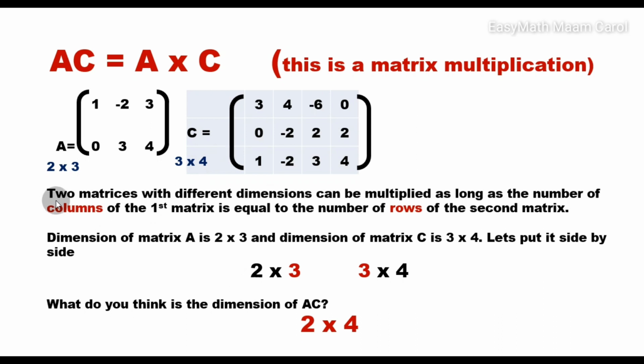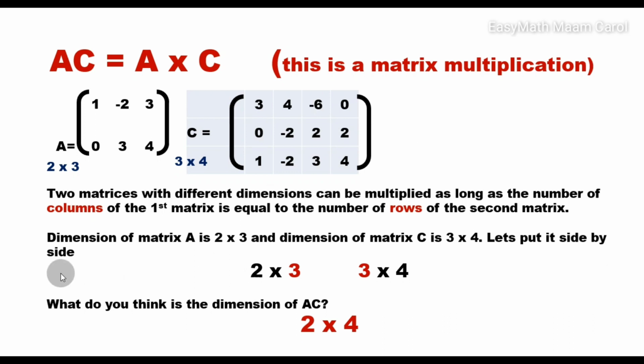Sabi dito, two matrices with different dimensions can be multiplied as long as the number of columns of the first matrix is equal to the number of rows of the second matrix. So, may titingnan pala tayo, yung column ng first matrix at saka yung row ng second matrix. Pag magkapareho, pwede kang mag-multiply. So, here, sa second paragraph, dimension of matrix A is 2 by 3, and the dimension of matrix C is 3 by 4.